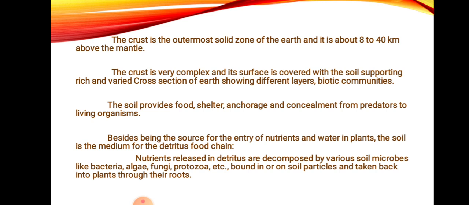and different biotic communities. The soil provides the majority of nutrients and a good source of food, and acts as a shelter which gives anchorage and concealment from predators to living organisms. Besides being the source of entry of nutrients and water in plants, the soil is a good medium for the detritus food chain, where the nutrients released in detritus are decomposed by various soil microbes like bacteria, algae, fungi and protozoa. These decomposing microorganisms are bound in or on soil particles and the nutrients are taken back into plants through their roots.